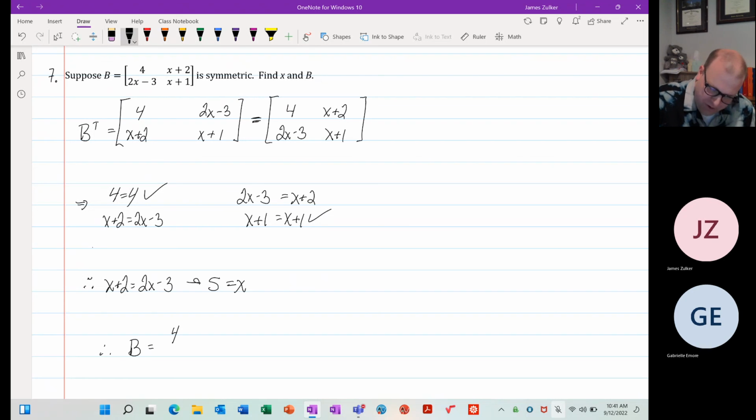Therefore, B is 4, 5 plus 2, 10 minus 3, and 5 plus 1. All right, so there's our matrix B.